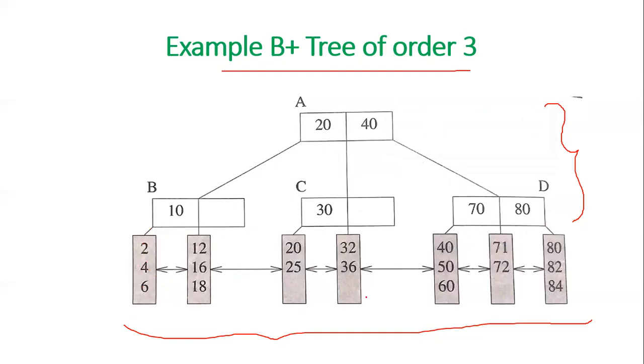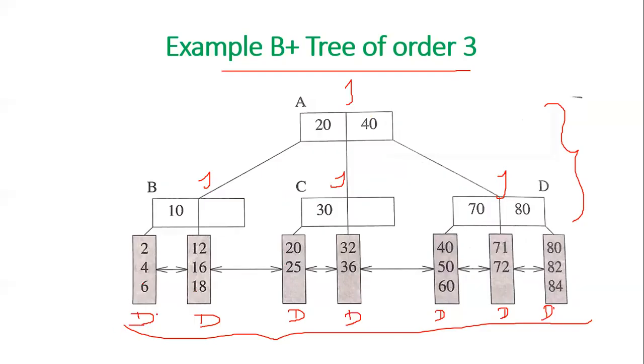So in this particular tree, these are the data nodes. A data node can have even more keys than the capacity of the index node. And what are the index nodes? Other than the data nodes, all these are index nodes. This is an index node. Node B is an index node. Node C is an index node. Node D is an index node. Node A, the root node, is also an index node.